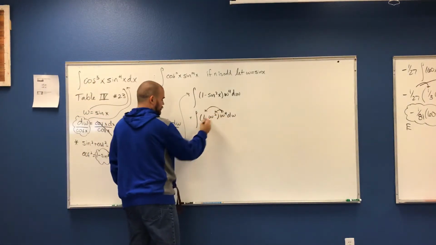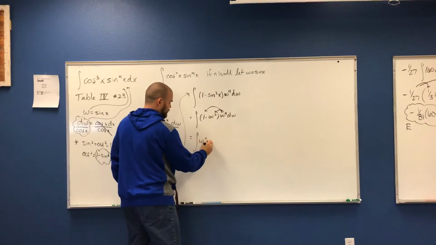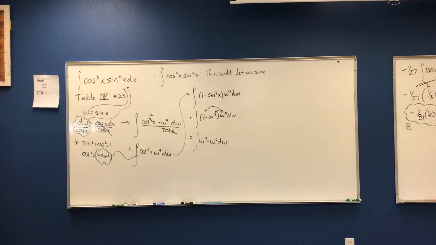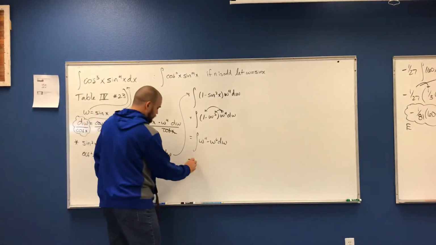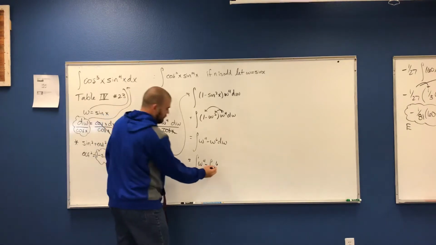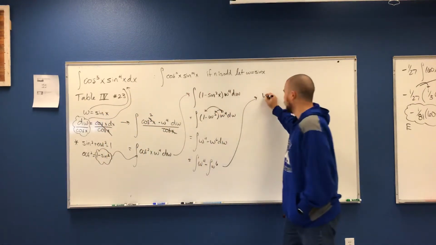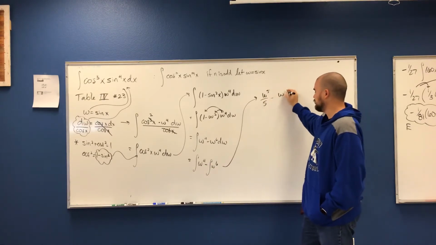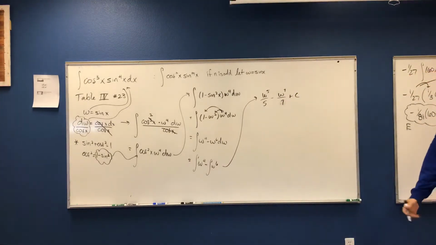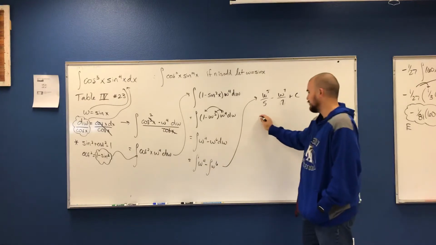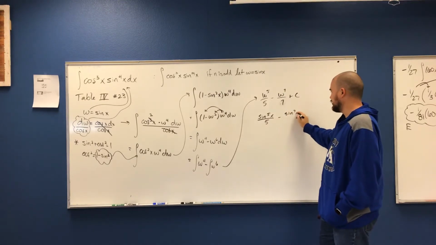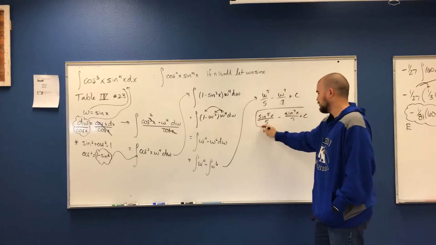Distribute through. This becomes the integral of w to the fourth minus w to the sixth dw. Find the integral from that, which means that you can separate those into the integral of w to the fourth minus the integral of w to the sixth, each with dw on it. That would leave you with w to the fifth over 5 minus w to the seventh over 7 plus c, and then plug w back in, which just so happens to be sine to the fifth x over 5 minus sine to the seventh x over 7 plus c.